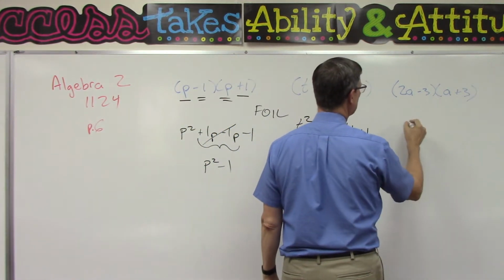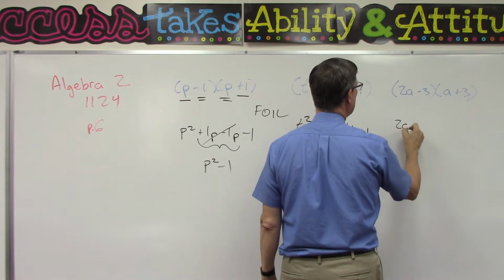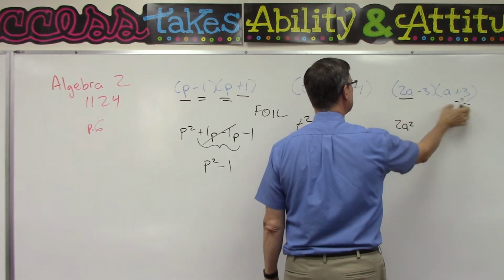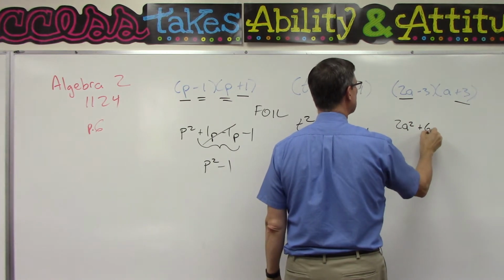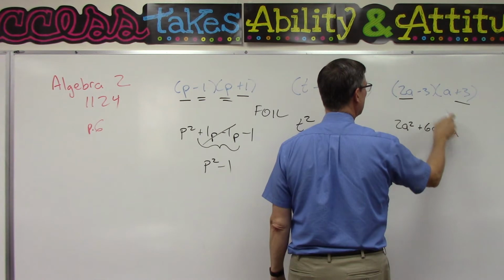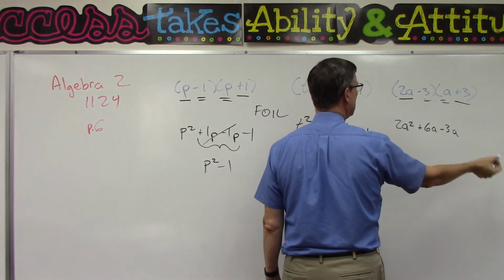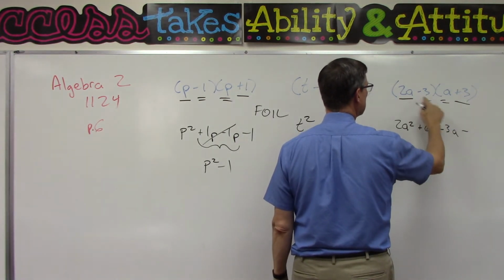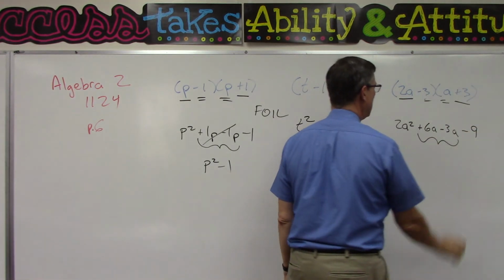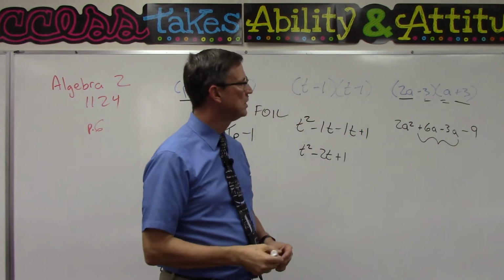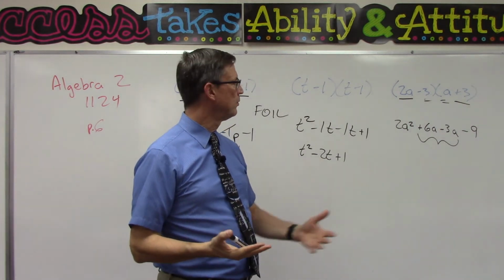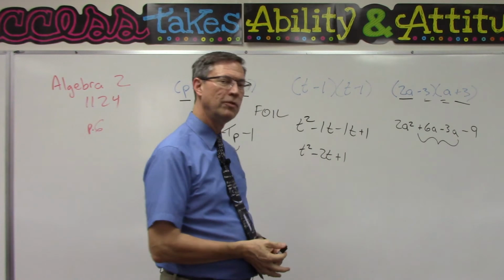Last one I want to look at, FOIL method here. First terms together, so we keep the 2a squared. Now do the outer. So we're doing 2a times 3, 6a. The inner gives me negative 3a. And then the last is negative 3 times positive 3, negative 9. Okay? And then we can put those two together. 6a plus negative 3a, positive 3a, and you can see how that would finish out.